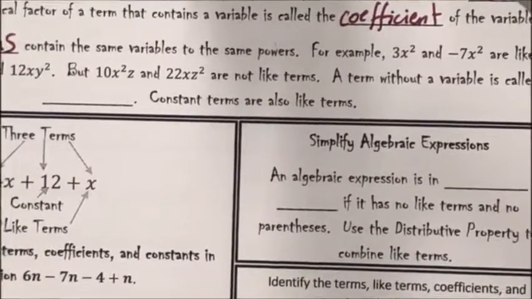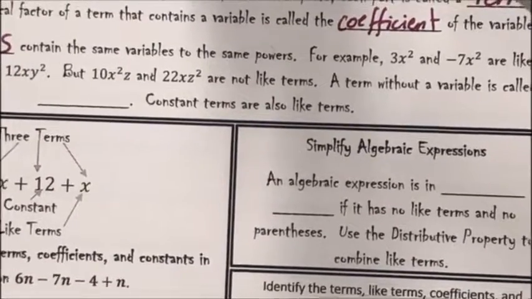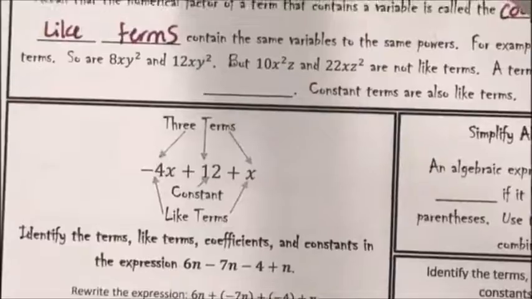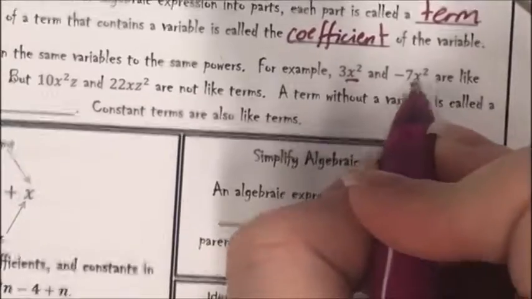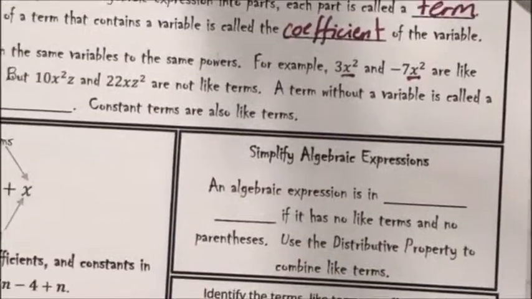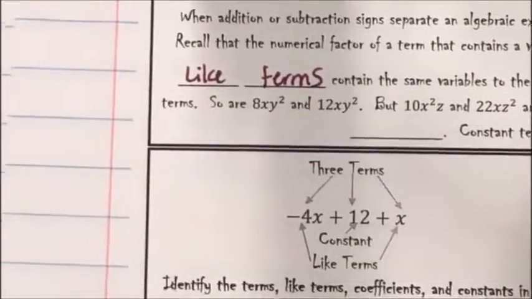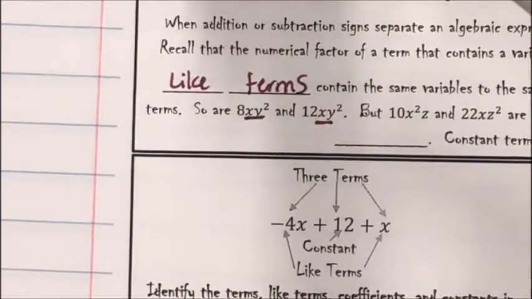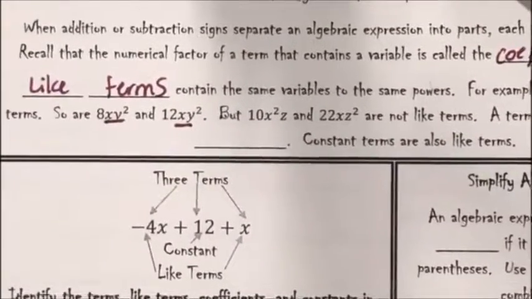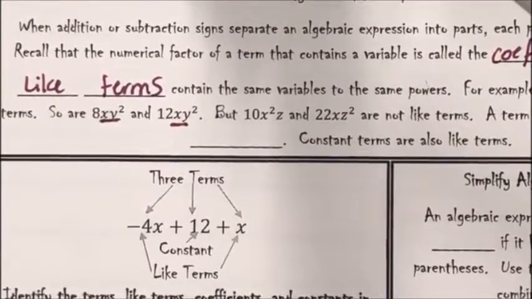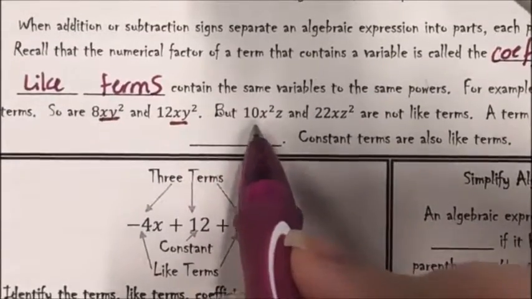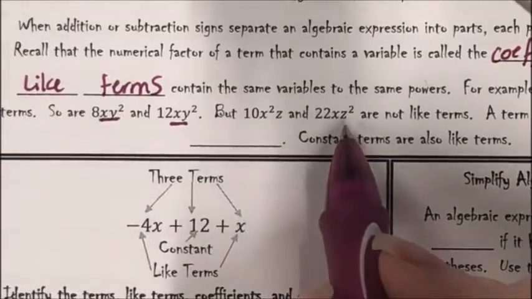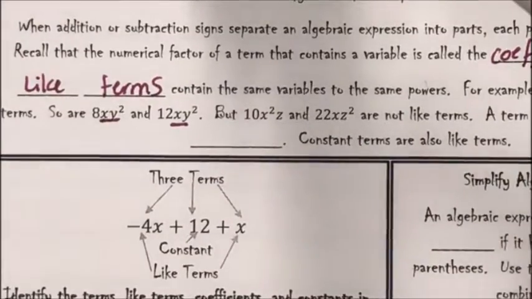For example, 3x squared and negative 7x squared are like terms. The reason that they're like terms is they both have an x squared. So our 8xy squared and 12xy squared, again, they have the same variables raised to the same powers. But x squared z and 22xz squared are not like terms. Notice here the x is raised to the second power, and in this one, the z is raised to the second power.